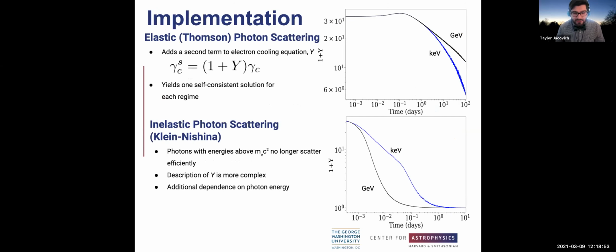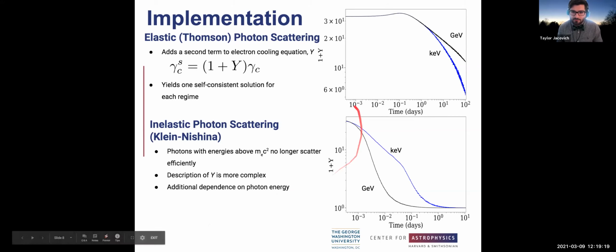So when we actually went about implementing it, the idea is fairly straightforward. You just change how the cooling Lorentz factor of your electron population changes. So it goes as 1 plus the inverse Compton parameter y, which is just the ratio of Synchrotron-Self Compton to synchrotron only power. And we consider this in 2 regimes.